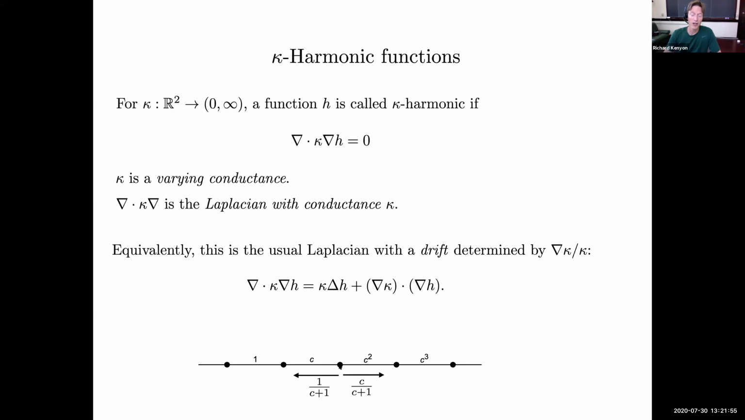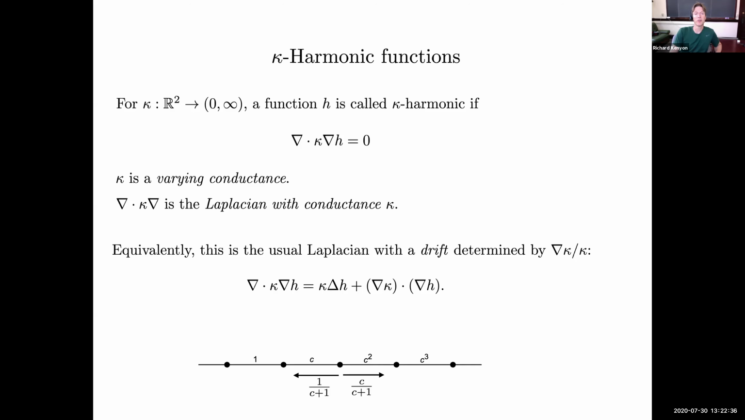So if you try to do a random walk, the rule is that the next step of your random walk is proportional to the conductance. If you're at a point, you go to the right with probability c over c plus 1, and you go to the left with probability 1 over c plus 1. So the net effect of having this exponentially growing conductance is that your random walk has a constant drift to the right, which is analogous to this quantity here. And of course, we're dealing with a continuous setting, so you have to imagine a Brownian motion with a drift depending on this gradient of kappa.